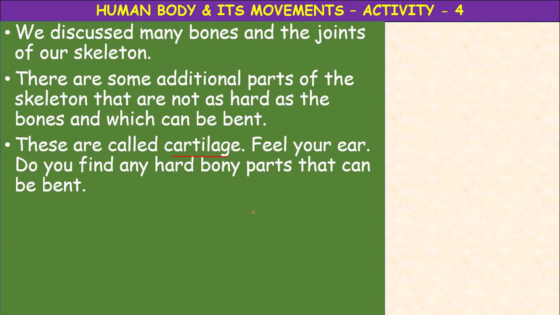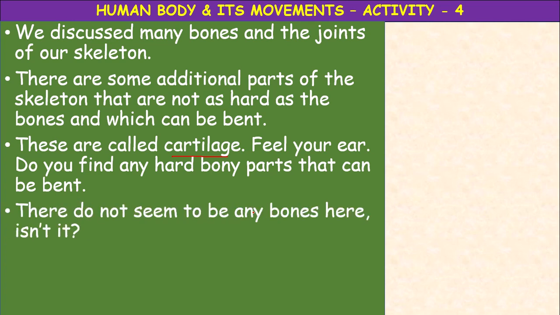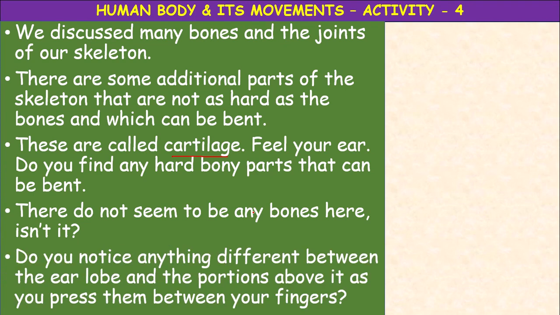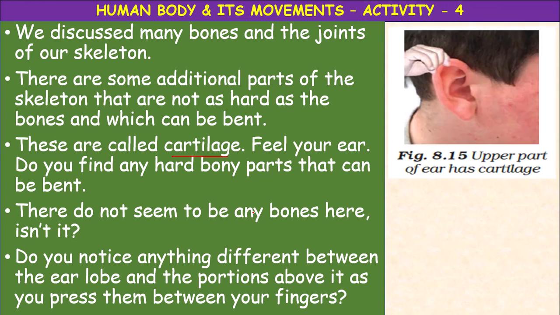It is just like skin, thick skin, isn't it? There do not seem to be any bones here, isn't it? Do you notice anything different between the earlobe and the portion above it as you press them between your fingers? Yes, isn't it? The ear is somewhat elastic. You can bend it. So here, the upper part of the ear has cartilage. This portion which is flexible, which we can bend, which is elastic, is called cartilage.